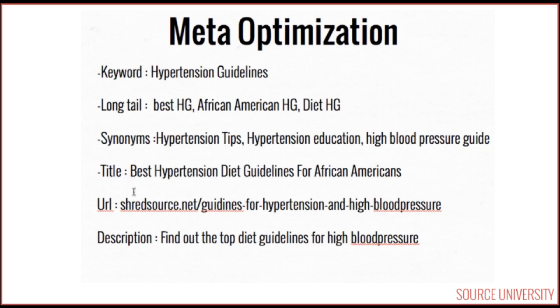Ranking for as many things as possible. Does our page necessarily have to be about that? No, but we get as many keywords as we can in there, so our page can rank for as many searches as possible. URL: spreadsource.net/guidelines for hypertension and high blood pressure. Boom, worked in a bunch of keywords right there. Description: find the top diet guidelines for high blood pressure. I basically take all these and I sprinkle them throughout the whole entire meta optimization of the site.